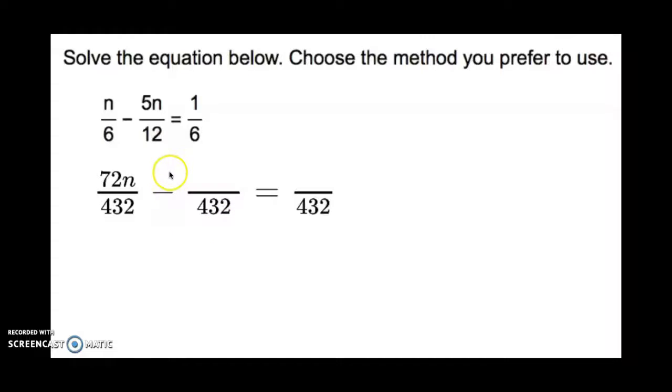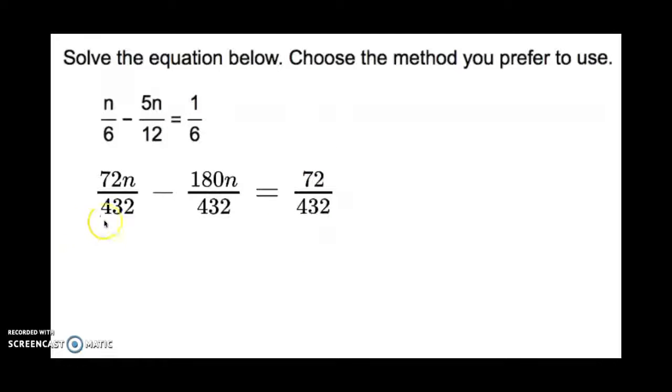Now, what I do from there is divide 432 by 12, and that gives me 36. So I multiply top and bottom by 36. So 36 times 12 is 432. 36 times 5 is going to be 180n. Don't forget to have the n's here for both of them. Now I divide 432 by 6. Remember that's 72. Multiply top and bottom by 72. I'll have 72 over 432 on this side of the equal sign.